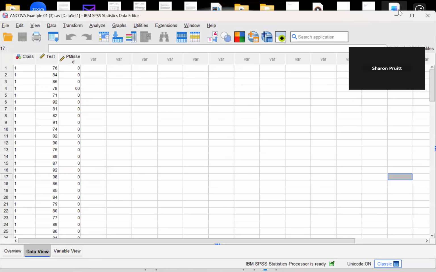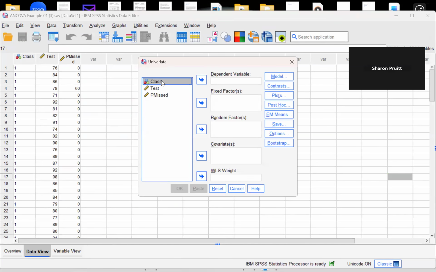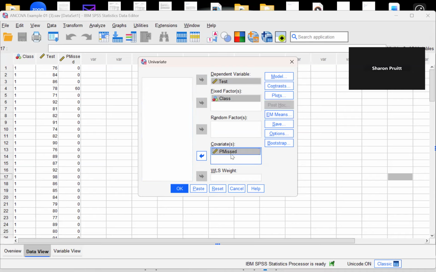Next, we wanted the homogeneity of regression slopes assumption evaluated. In order to do that, we go to Analyze, General Linear Model, Univariate, and I move class into the Fixed Factors box. Test is the dependent variable, so we move that into the Dependent Variable box. Click on periods missed and move that into the Covariate box.